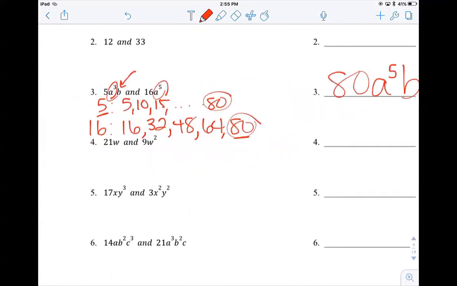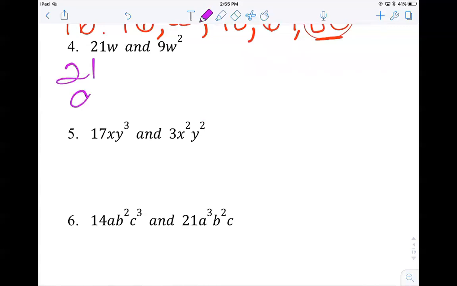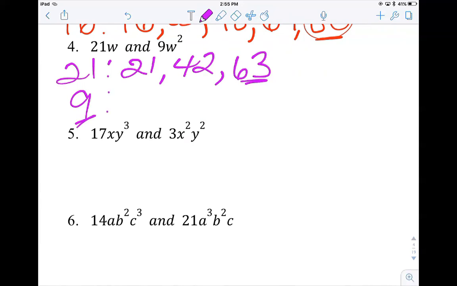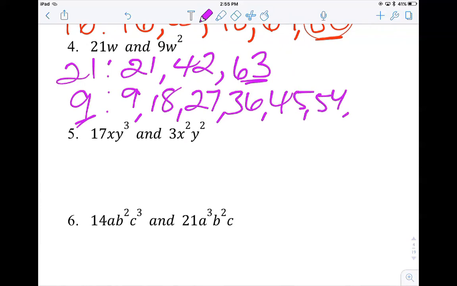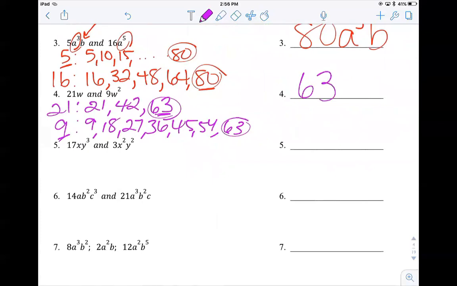Let's take a look at number 4. So we're going to do 21 and 9. And I'm going to start with the 21 first. So again, using my calculator, 1 times 21 is 21. 21 times 2 is 42. 21 times 3 is 63. I know 63 and 9 can be divided. So if I go through my 9s, I got 9, 18, 27, 36, 45, 54, 63. So 63 is my LCM. And then I have a W and a W squared. Well, we're taking the highest amount, which is W squared.